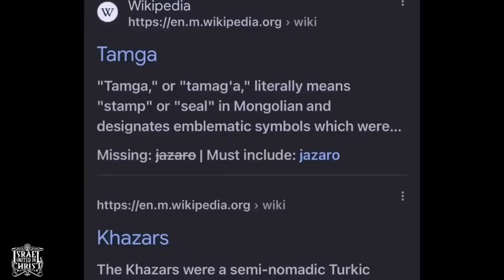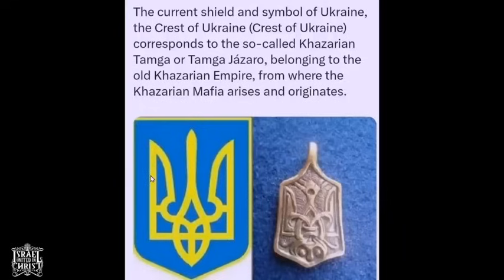That's a Khazar's hat. Give me the next one. Right there, read that. The current shield and symbol of Ukraine, the crest of Ukraine, corresponds to the so-called Khazarian Tomga symbol, or Tomga Jazaro, belonging to the old Khazarian Empire, from where the Khazarian Mafia arises and originates. Y'all see that? This is them.